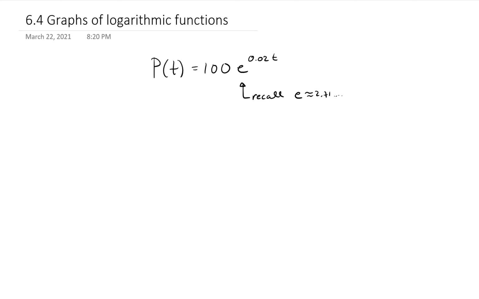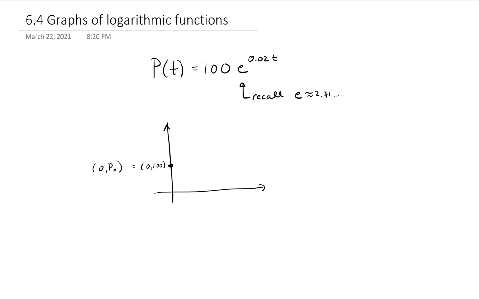It's the initial population. So the population at time 0, so initially, is going to be 100. So that's the point (0, 100), our y-intercept. So often we call that point (0, P subscript 0). So the P naught or P0 is the initial population.